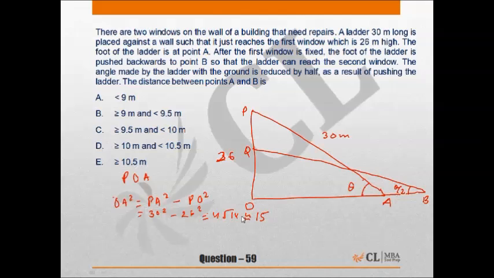Now we can find the value of theta. Cos theta will be base, which is 15, upon hypotenuse, which is 30. So from here theta will be 60 degrees. It means theta by 2 will be 30 degrees. So cos 30 will be equal to base, that is OB, upon hypotenuse, that is QB.